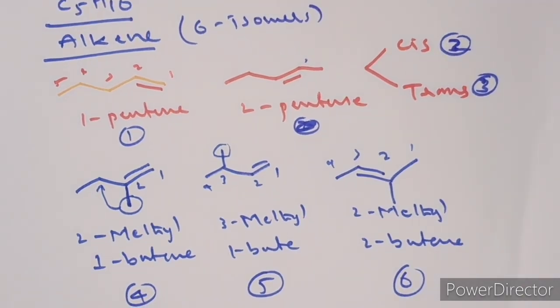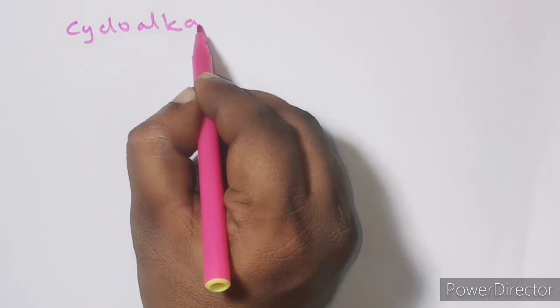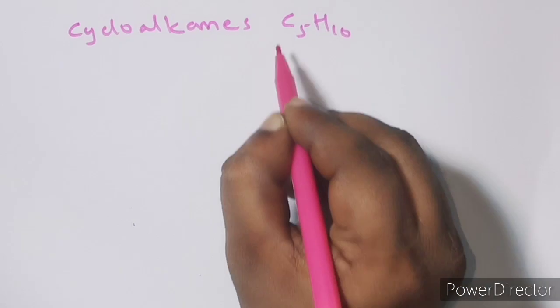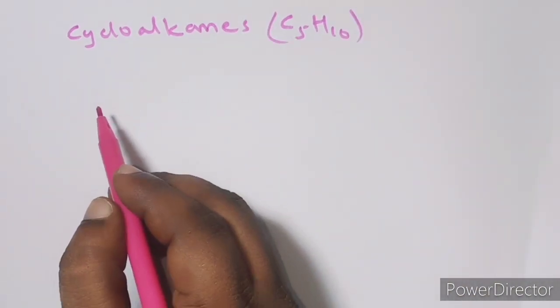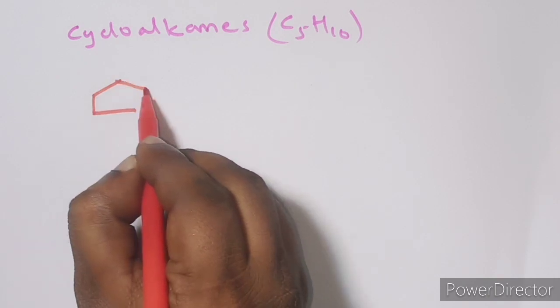Now let us write the possible cycloalkanes with the molecular formula C5H10. Let's see how to write the cycloalkanes. C5H10 means 5 carbons are there, so write the 5 carbon cyclic ring. A 5 carbon cyclic ring is cyclopentane.